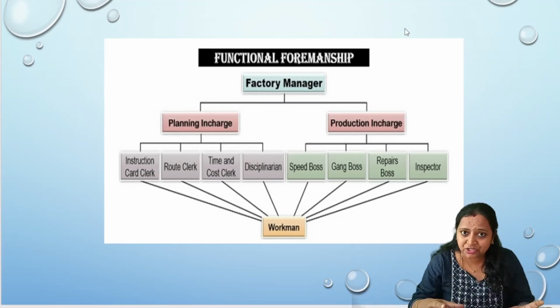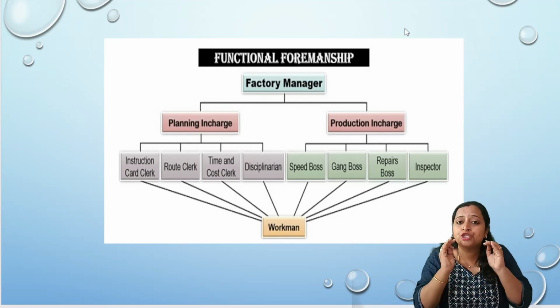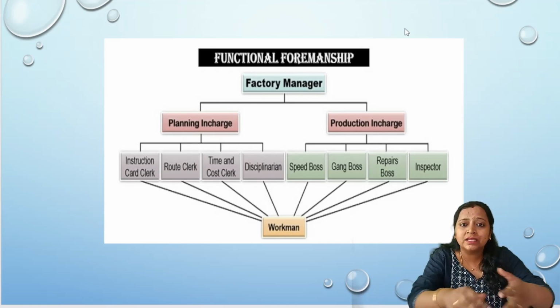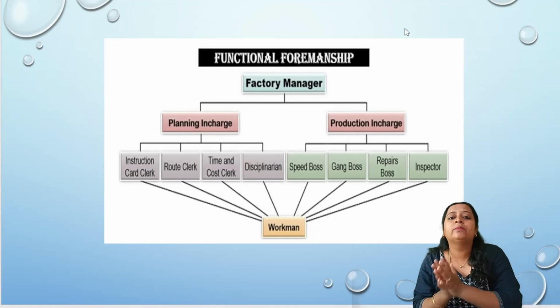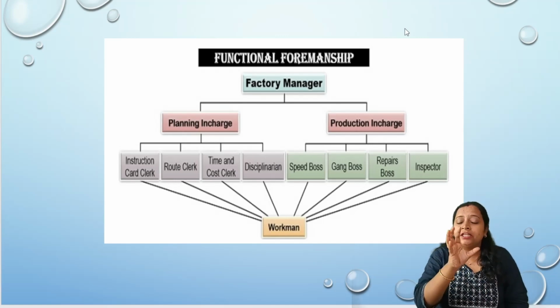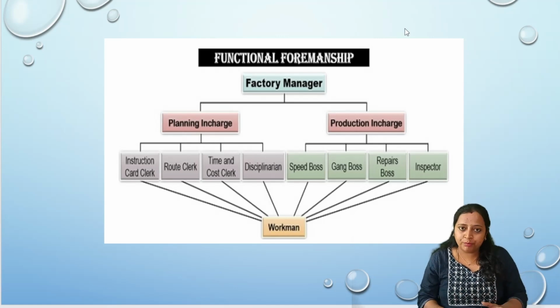All these 8 specialists will give the instructions to the workman. They will give the instructions to the worker. The worker should get the instructions, should get the orders from all these 8 people, and he is going to perform the work effectively and efficiently in the organization. That is the main concept of this functional foremanship. Okay, I hope you people understood.